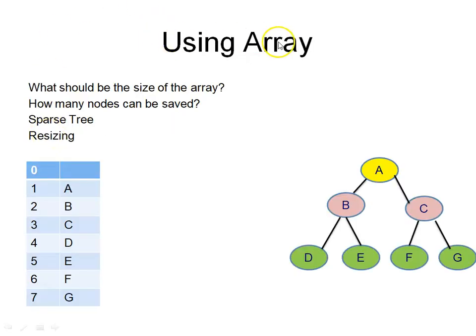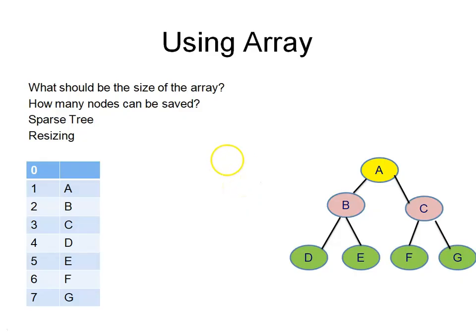So first of all, using an array, if I have a tree like this in which I have A, B, C, D, E, F, G nodes and I want to represent it using an array, then how should I store these values of the tree in the array? There are many questions. What should be the size of the array? How many nodes can be saved? What is a sparse tree? Is resizing required or not? All these questions I will be answering in this particular video.